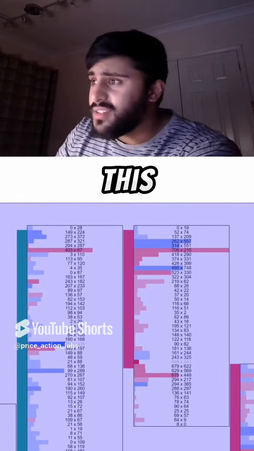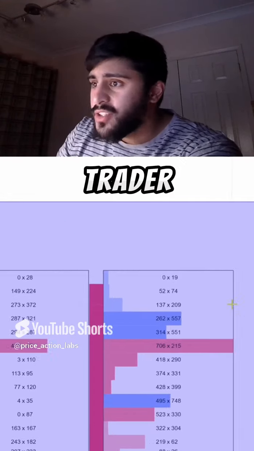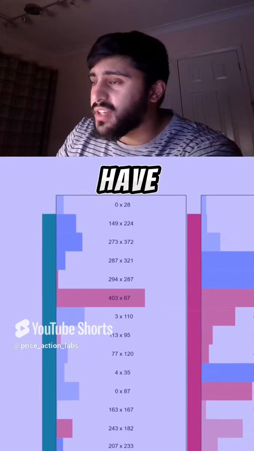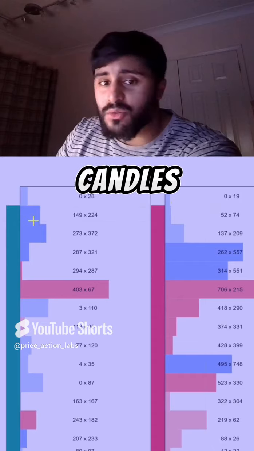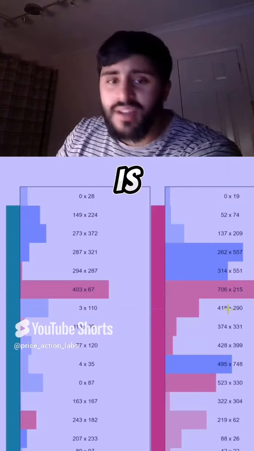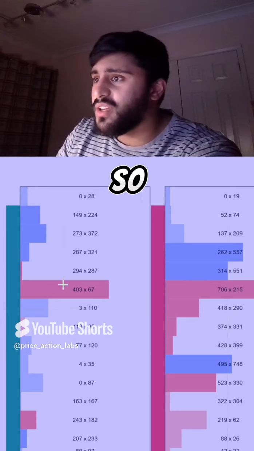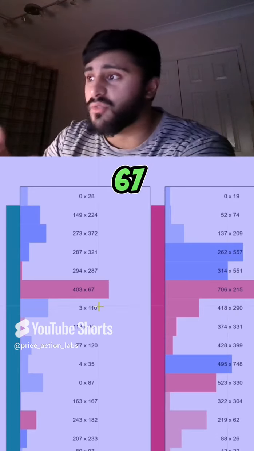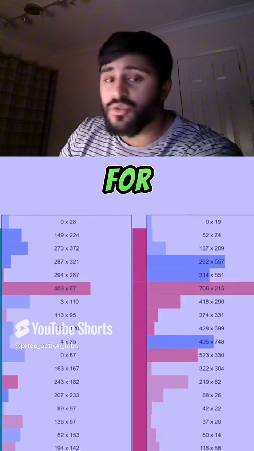It's this, right? This is my favorite tool as a trader. So let's break down and explain why you could have taken this. These two candles, green and red, are the exact same as these candles over here. But the difference is I have data which none of the influencers use. So here we have 403 for 67, and even here we have 706 for 215.